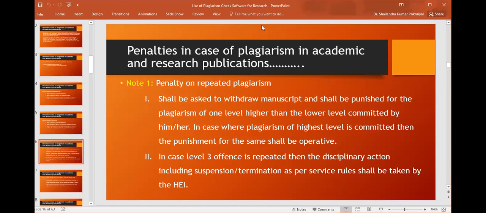Okay, thank you. So, penalty in case of repeated plagiarism. In that case, the scholar shall be asked to withdraw the manuscript and shall be punished for the plagiarism of one level higher than the lower level committed by him or her. In case plagiarism of the highest level is committed, then the punishment for the same shall be operative. In case a level 3 offense is repeated, then the disciplinary action, including suspension, termination, as per service rules, shall be taken by the HEI. So in that case, the HEI will take a decision on what to do.